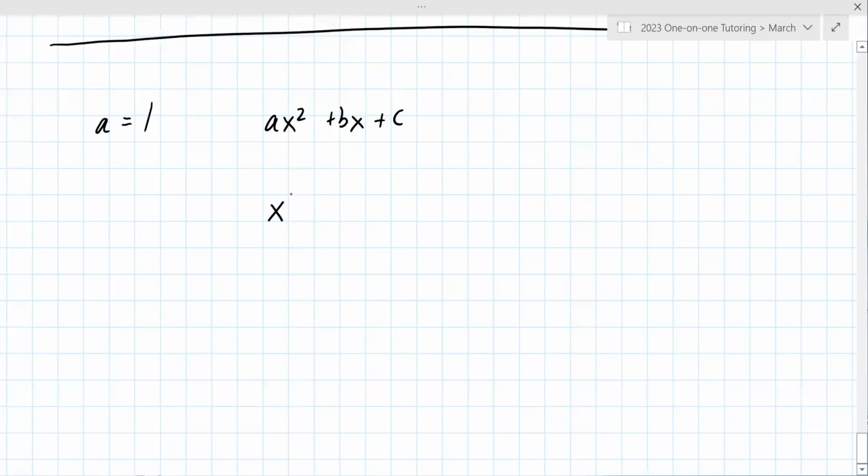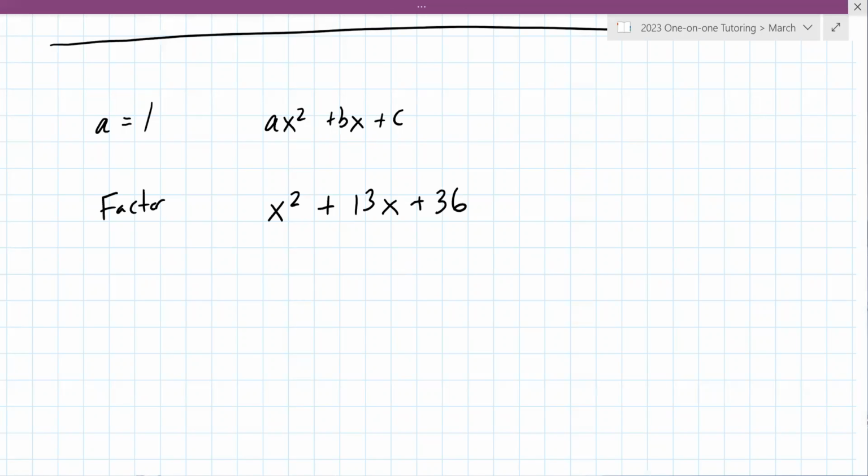So I could ask you something like this, like x squared plus 13x plus 36. And the instructions would say to factor. You're trying to find 2 numbers that multiply to 36 but add to 13. 2 numbers that multiply to 36 but add to 13. Can you determine those 2 numbers for us, please?